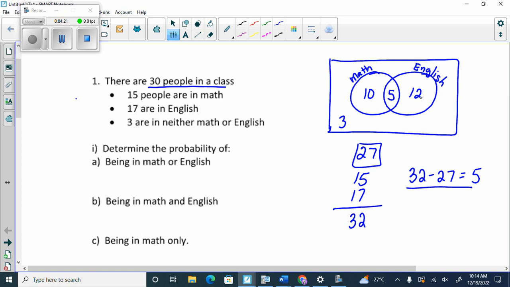The only difference if it's probability is you're going to take all those answers and divide them by what? 30, the total. That's all that changes with probability. That's it. Nothing crazy. So here it says, what's the probability of being in math or English? How many are in math or English? 27, because it's the snowman. 27 out of 30, which reduces to 9 out of 10.